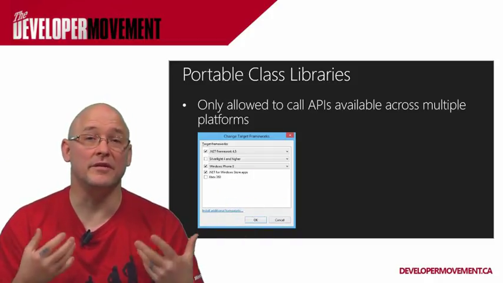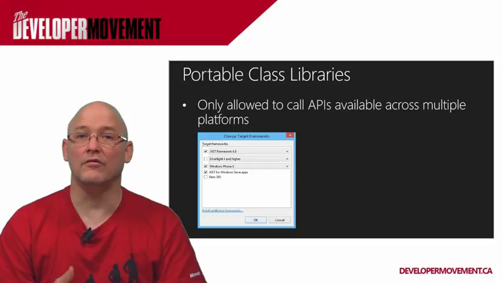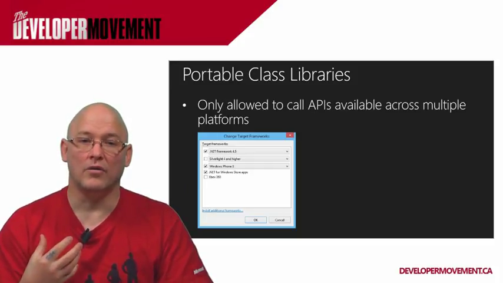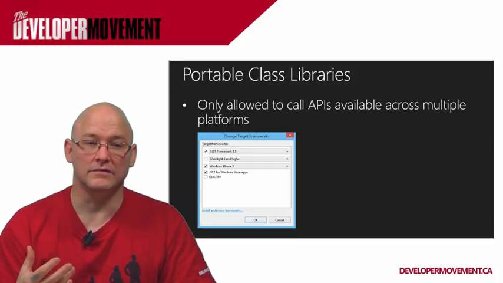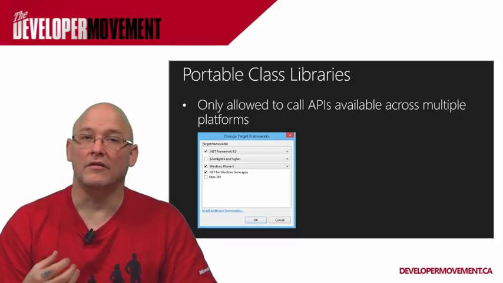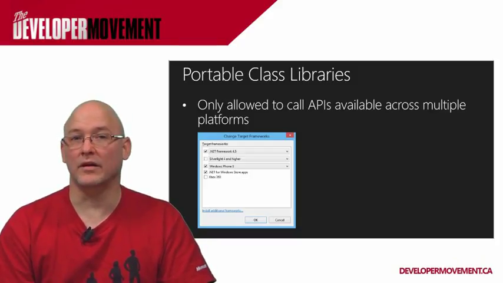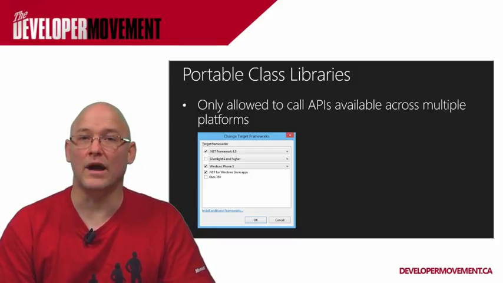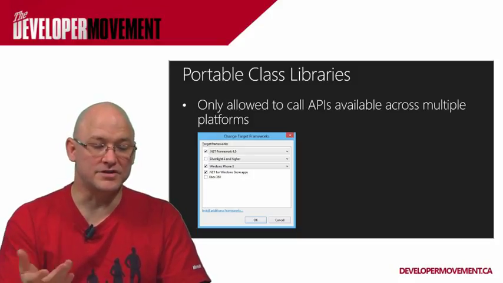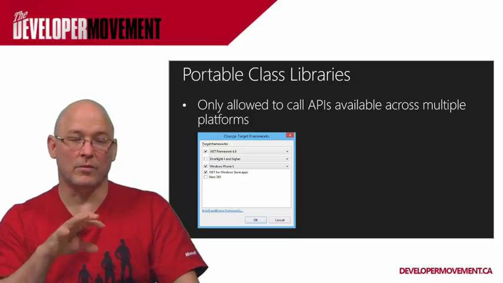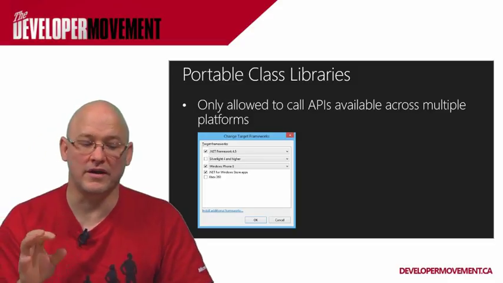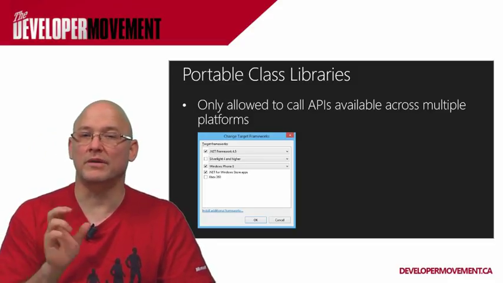Which actually turns out to be a very effective scenario for allowing yourself really robust development. For me, I found that it's almost doubled my development to the point where I'm producing even more apps than I was before. So as you'll see here, a portable class library is only allowed to call the APIs that are available across the platforms you choose.